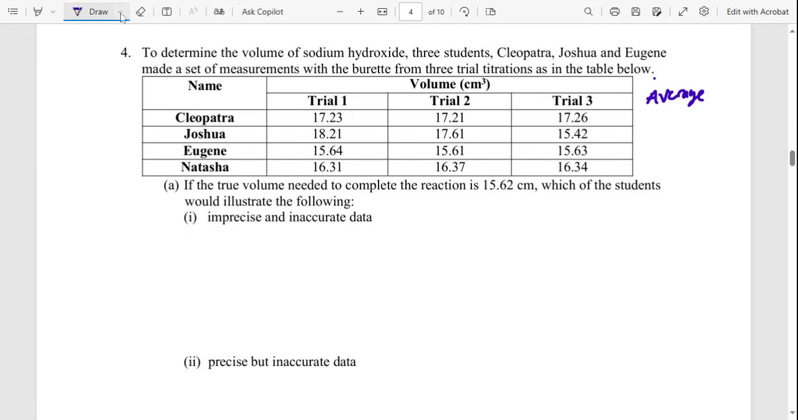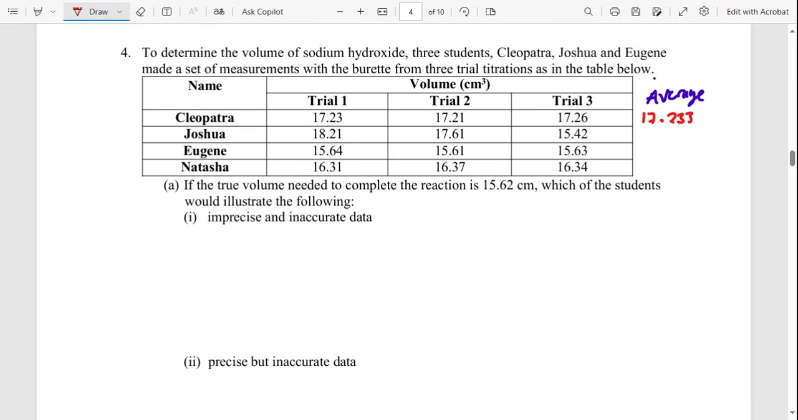Alright? So let's start with Cleopatra. We're going to add the values and divide by 3. So I've got 17.23 plus 17.21 plus 17.26, and then divide that by 3. That has given 17.233.